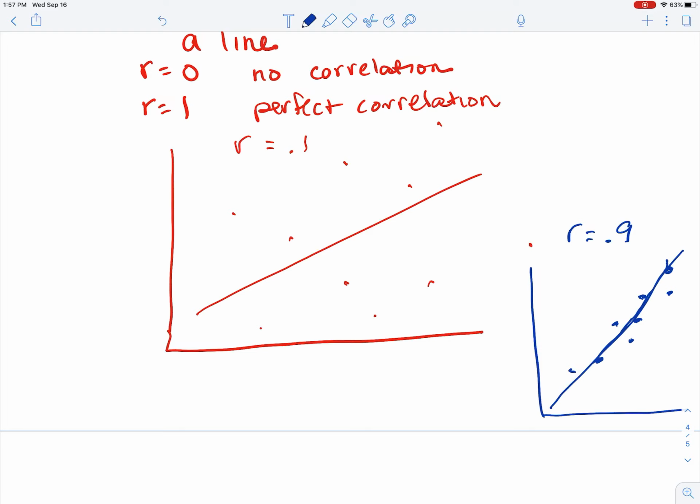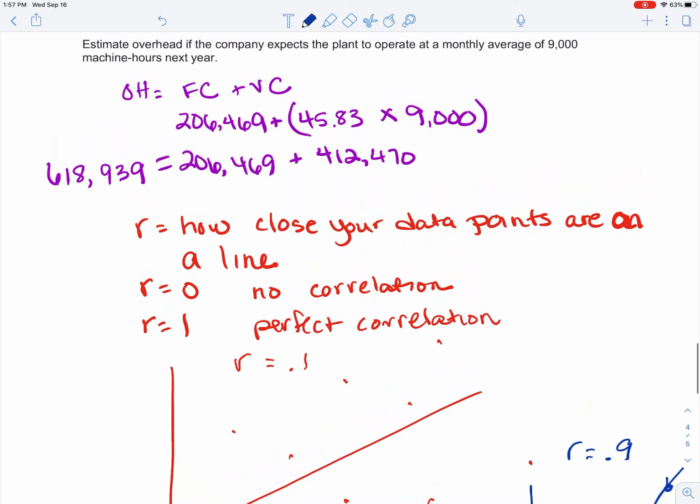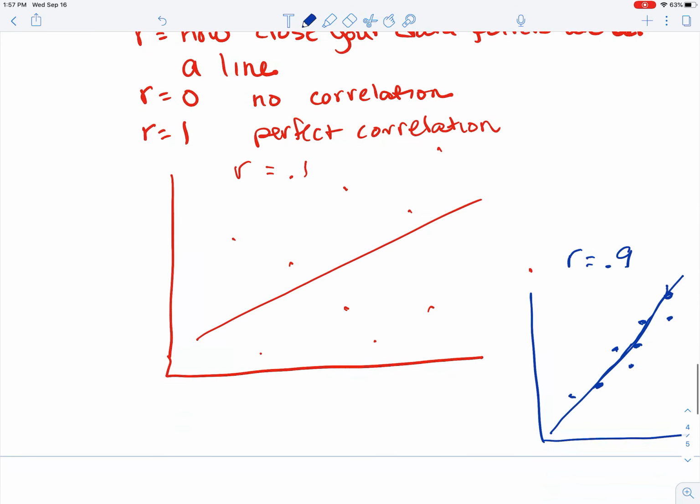Just be aware of it. How is this going to affect that scatter graph method? And how does it affect what we're looking at when we are estimating those differences with your variable and fixed costs, and what that correlation is. That's all you need to know. Don't get too wrapped up in this unless you really want to and it's really interesting to you. All right, so moving forward.